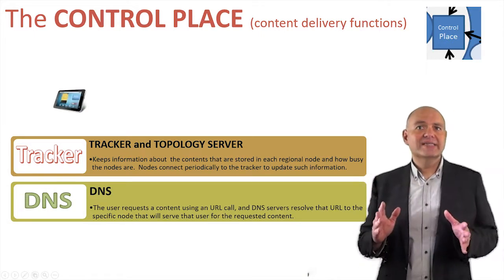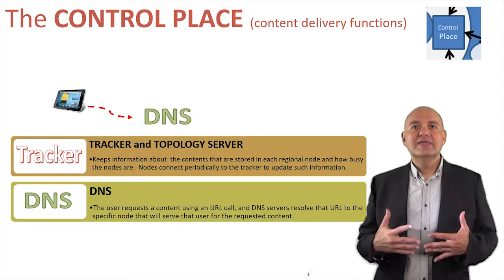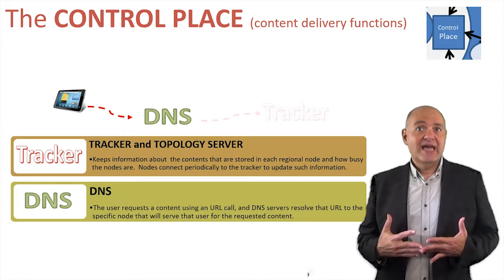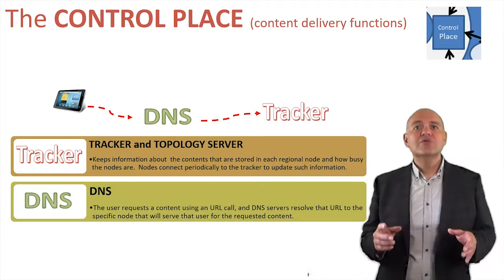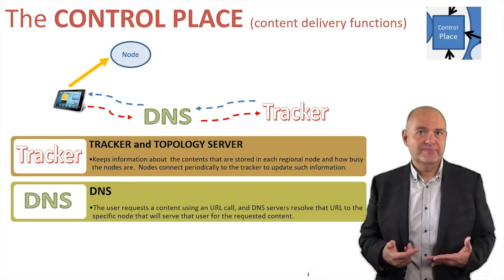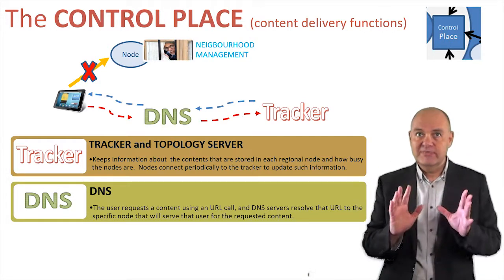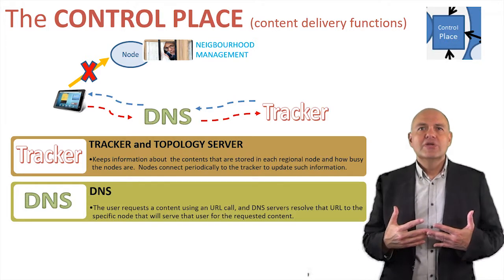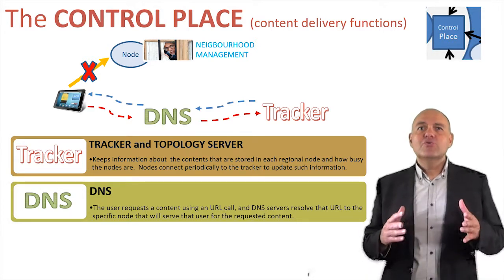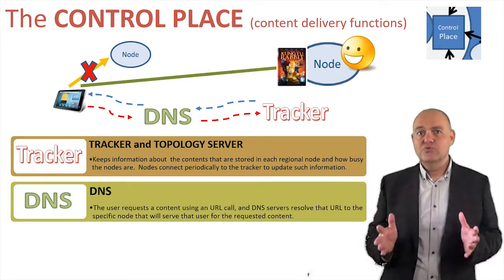The users ask DNS servers, wherever they are located, about which is the URL in which the content can be downloaded. DNS servers ask the tracker about the node in which the content is available and send its IP address to the user. But maybe the designated node is not the best option in that moment. This is something that the node knows thanks to its neighborhood management, so if it is the case, the node will tell the user to retrieve the video from another optimal node.